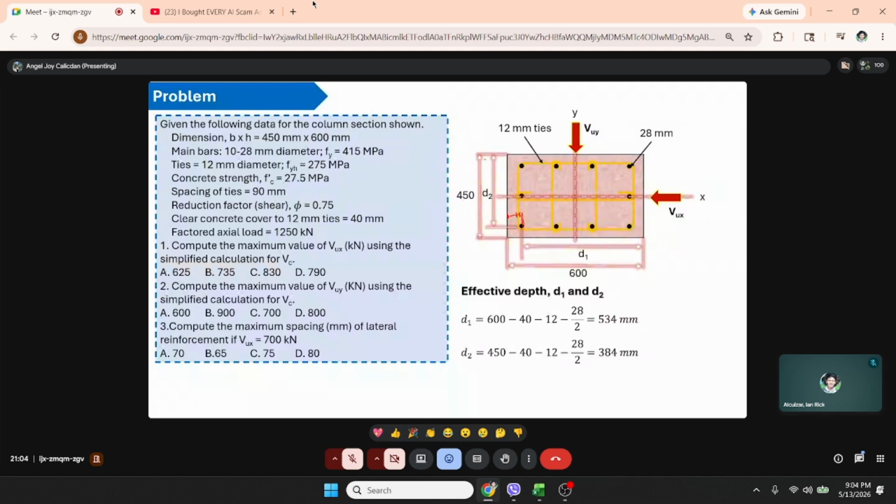Same for d2. So, 450 is your base, minus the clear cover, minus the ties, minus half of the main diameter. So, you get 384 mm.